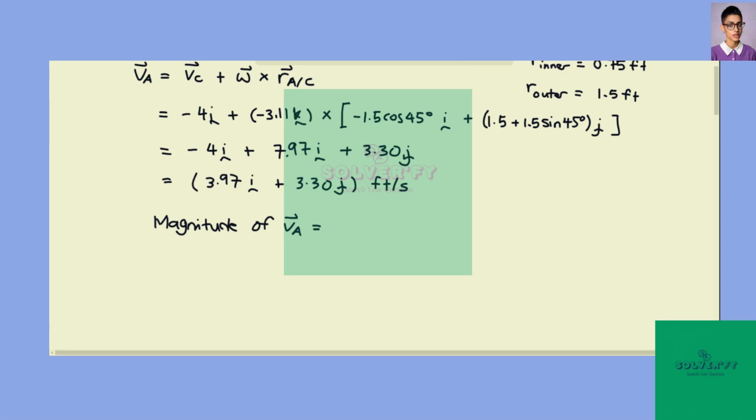This is just the square root of the sum of the squares of the components, so it's 3.97 squared plus 3.30 squared. You are using Pythagoras theorem. Then take the square root, and you get 5.16 feet per second. So this is the magnitude.